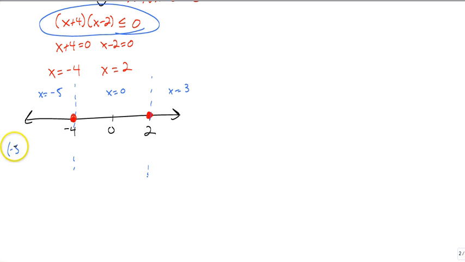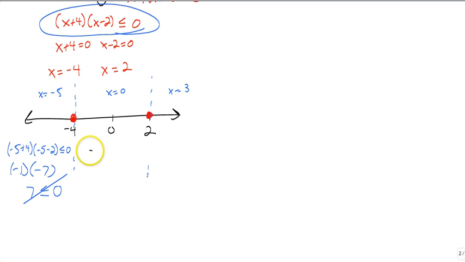So I'm going to do negative 5 plus 4, negative 5 minus 2. Is that less than or equal to 0? And I have to see this work for each one. Okay, I do not just want an answer here. So this is negative 1. This is negative 7. So this becomes 7. Is 7 less than or equal to 0? No, it's not. This is not part of it.